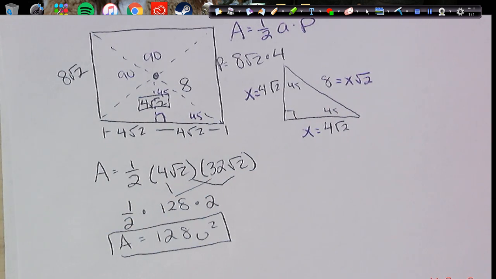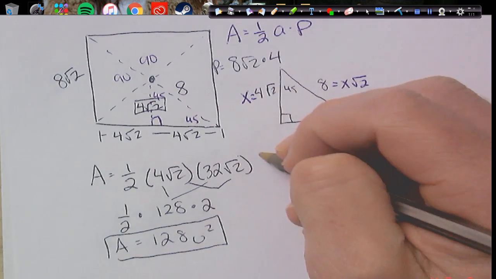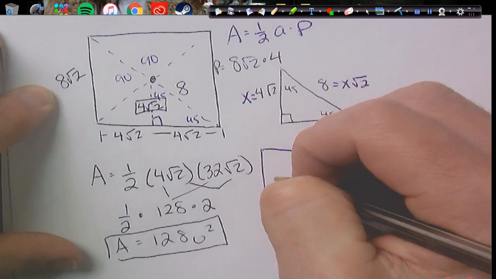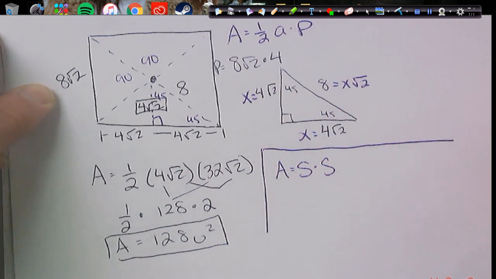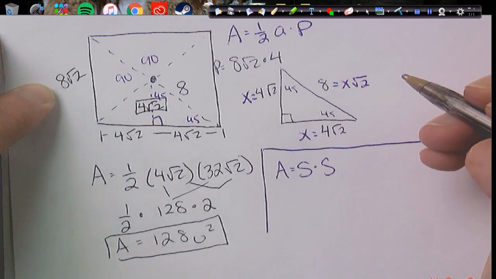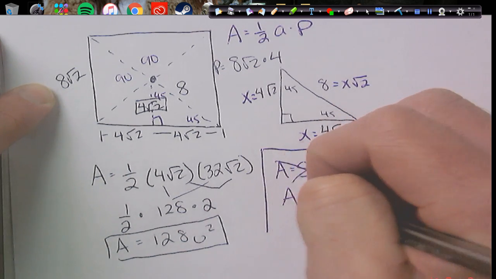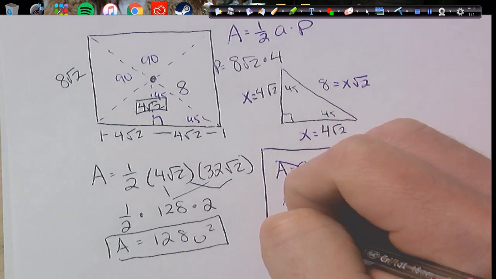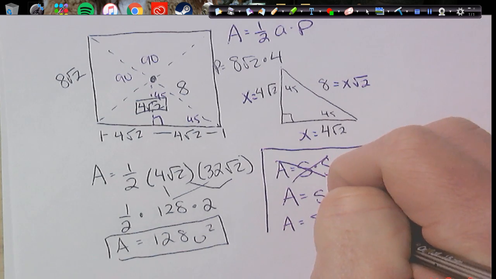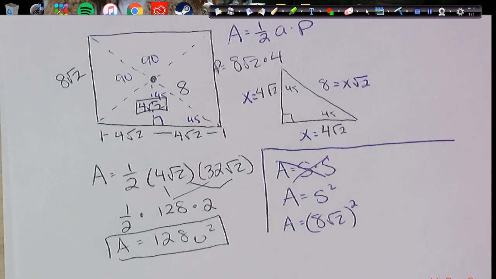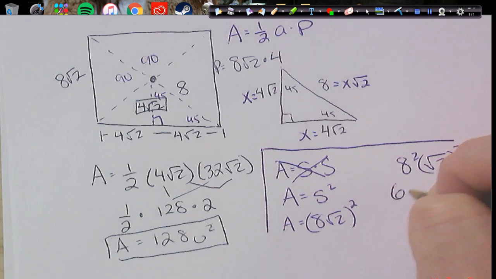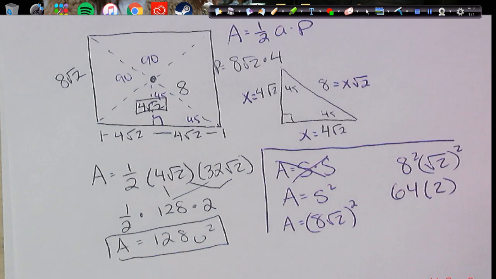Okay? Now that's one way we could have done it. A separate way we could have done it was once we had 8 rad 2, we could have said, well, the area does equal side times side, or better written as side squared. Okay? So we could do area equals 8 rad 2 squared. That would have worked. We distribute the squared to each piece, and we get 64 and 2 and 128 squared units.